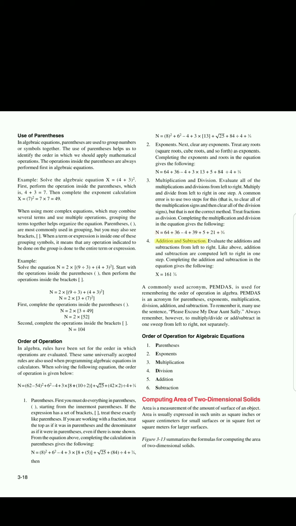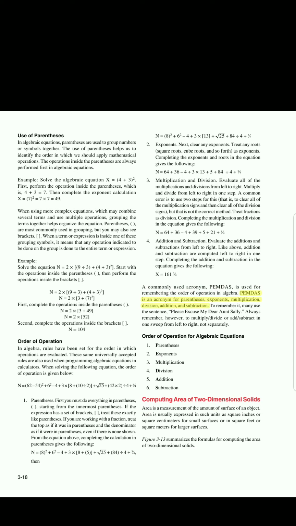4. Addition and subtraction. Evaluate the additions and subtractions from left to right. Like above, addition and subtraction are computed left to right in one step. Completing the addition and subtraction in the equation gives the following. N equals 161 3/4.